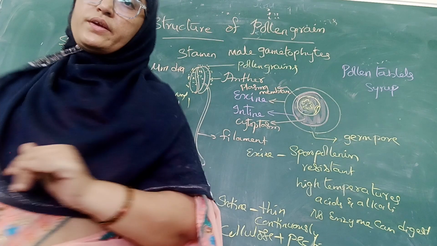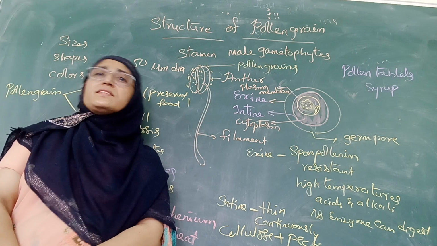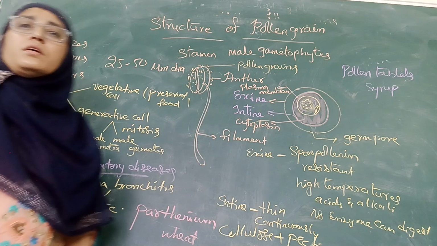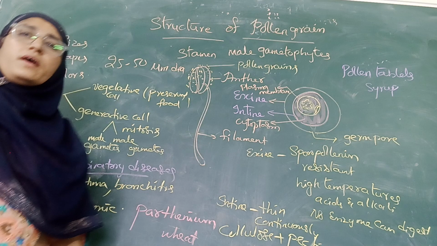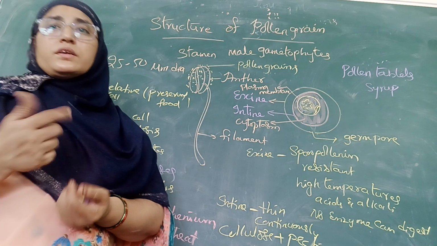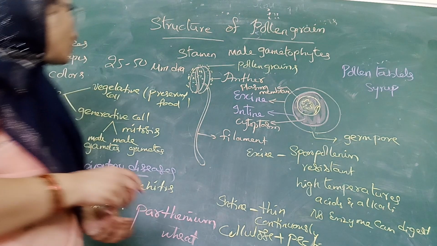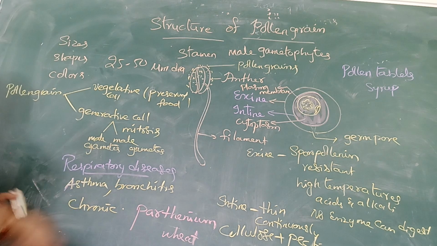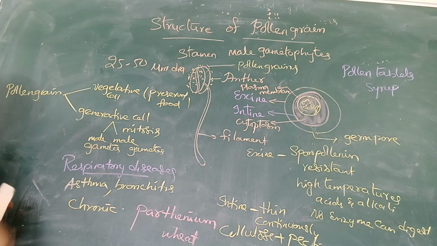Now the question arises: what is the time period that a pollen stays alive once it is shed from the anther? How many minutes, how many hours, or how many months does it stay alive, capable of germinating on the stigma? It is called its viability. For how much time are the pollen viable?